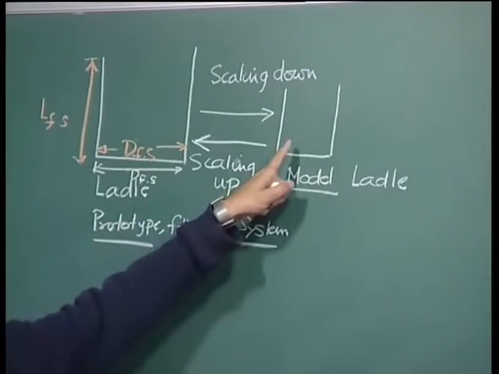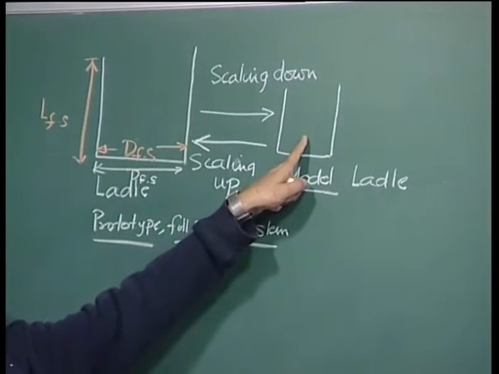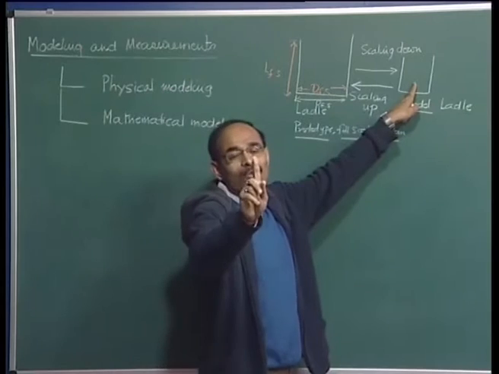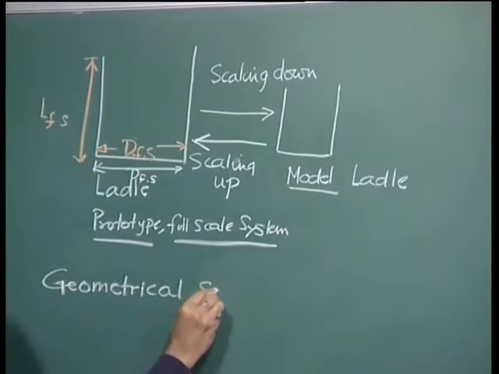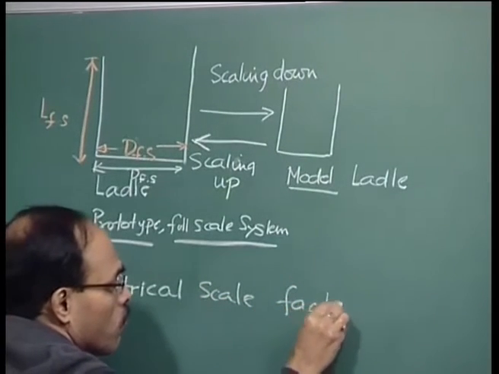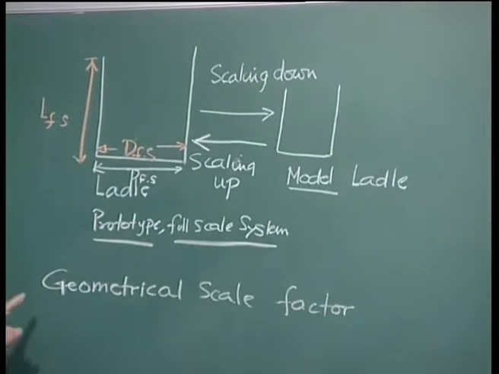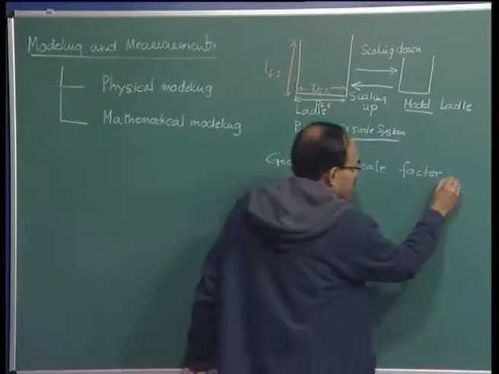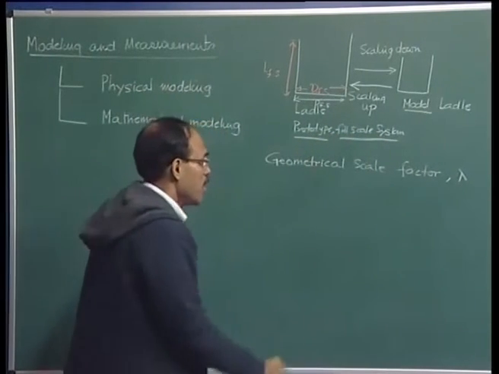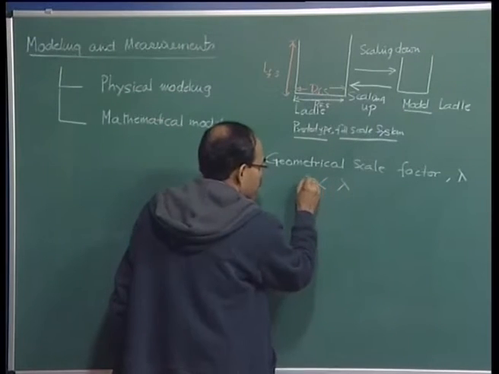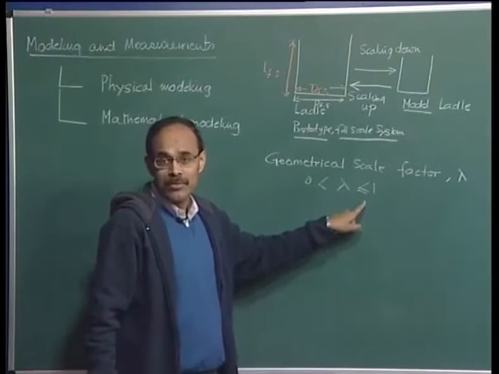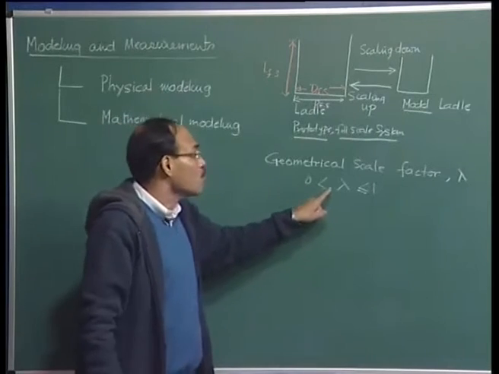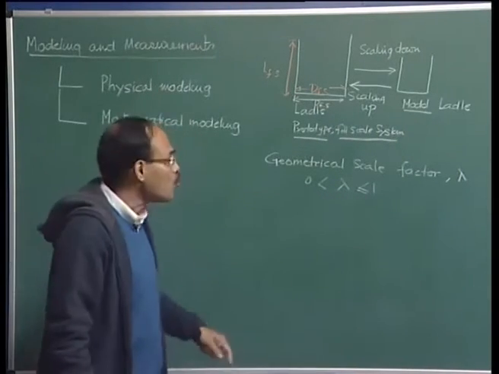I want to construct this ladle, and before I can start constructing it, I, as a modeler, have to specify one parameter, which is the geometrical scale factor. This is modeler chosen. Depending on my resources, I am going to choose this scale factor, and in the steel making literature it is denoted by lambda. The value of lambda is greater than 0, but typically less than or equal to 1. The modeler has an option to choose this value. He will decide depending on his resources whether lambda should be 0.3, 0.5, 0.7 or 1.